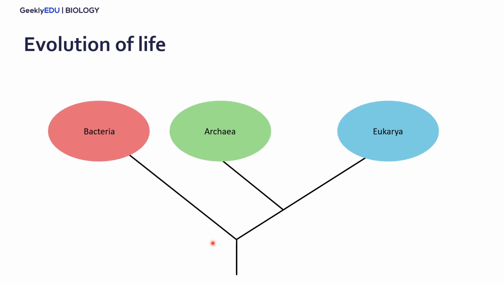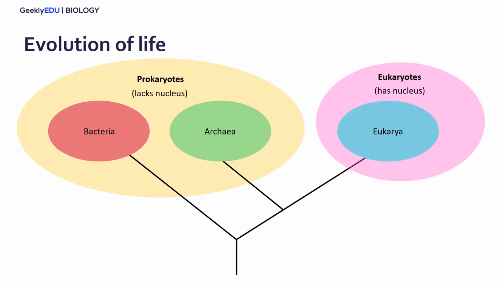All life can be grouped most broadly into three domains, the first of which is bacteria, then archaea, and then eukarya, and they all evolved from a single common ancestor. And then we can also group bacteria and archaea together into what are called prokaryotes. So these are all living things with cells that lack a nucleus.